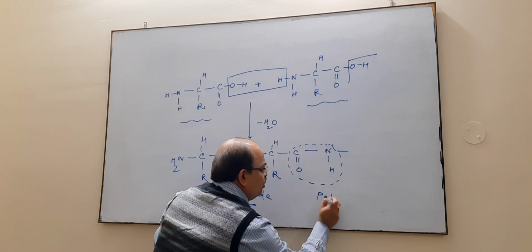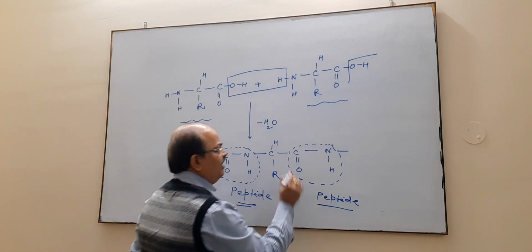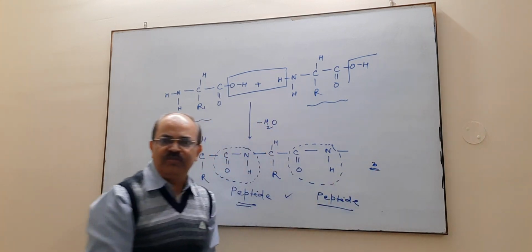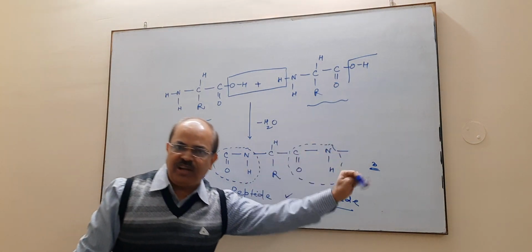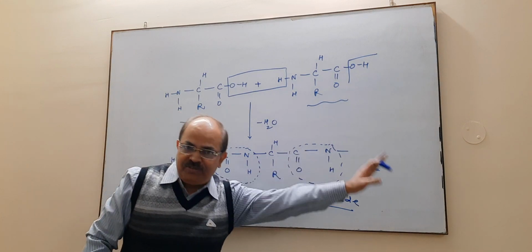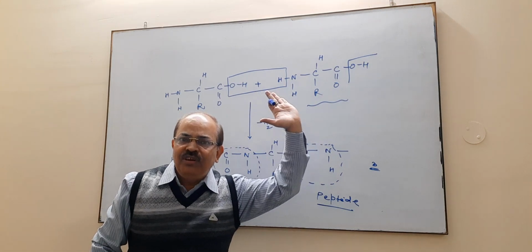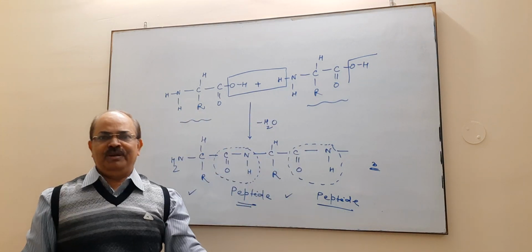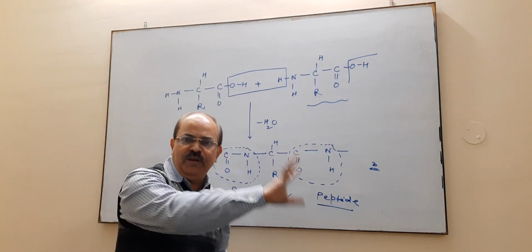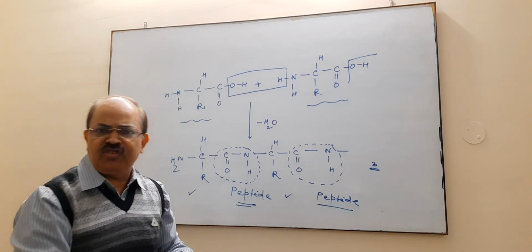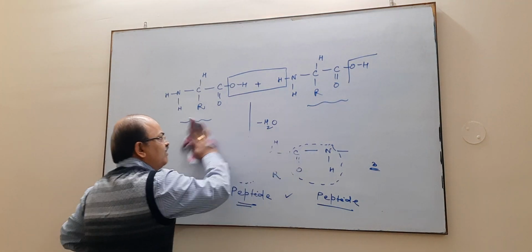When this second peptide is formed, how many units are there? This is one, this is second, and this is your third alpha amino acid. So 3 alpha amino acids will give a dipeptide, 4 alpha amino acids will give a tripeptide, 5 alpha amino acids will give a tetrapeptide. So 100 alpha amino acids will give a long chain polypeptide known as your protein. This long chain polypeptide polymer is what we call protein.